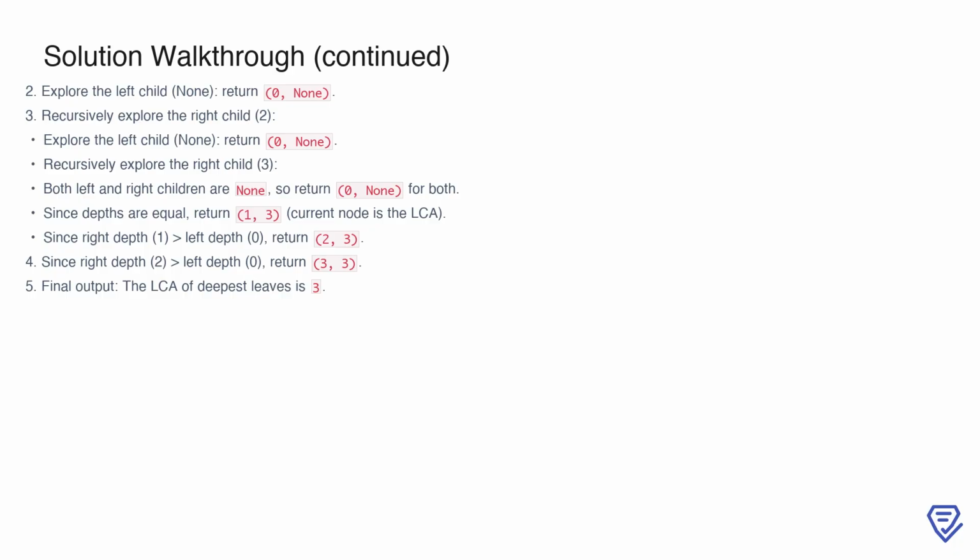Comparing the depths at node 2, the right subtree has a depth of 1 from node 3, which is greater than the left depth of 0. Therefore, we return a depth of 2 along with node 3. Finally, at the root node, 1, we compare the left subtree depth of 0 with the right subtree depth of 2 from node 3. Since the right depth is greater, the lowest common ancestor of the deepest leaves in this tree is node 3, with a depth of 3.